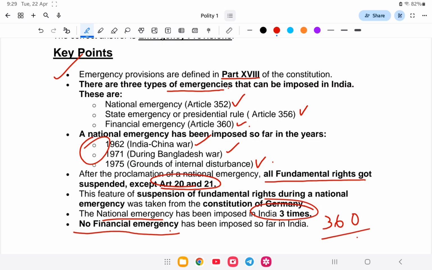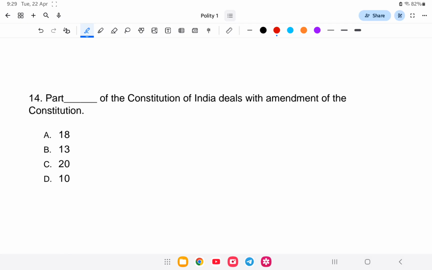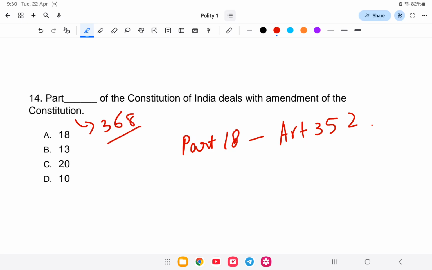Next question. Which part of the Constitution of India deals with amendment of the Constitution? Which article deals with amendment? For example, Part 18 stands for emergency provisions, Article 352. That means amendment of the Indian Constitution is Article 368, and 352 relates to Part 18.